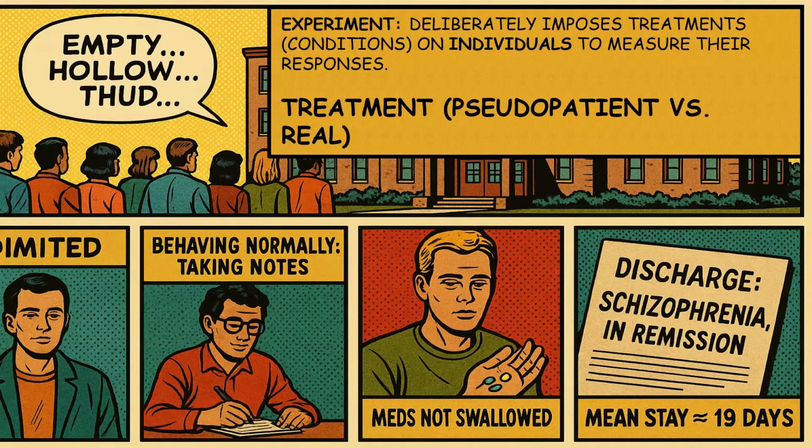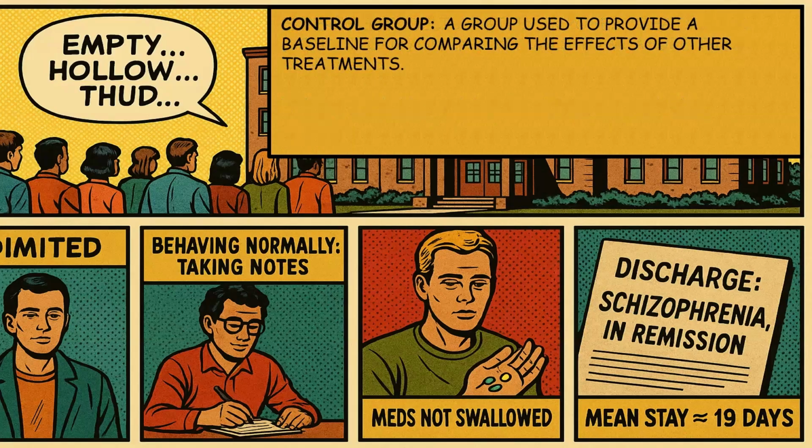And then one more term for experiments is the idea of a control group. And a control group is a very important concept. This is the group that is used to provide that baseline for comparing the effects of the treatment. So you might have a group that is treated, but how do you know if the treatment makes a difference? Well, you compare it to a group that was untreated. And in this study, it's never explicitly stated, but it is heavily implied, which is just poor writing in my opinion.